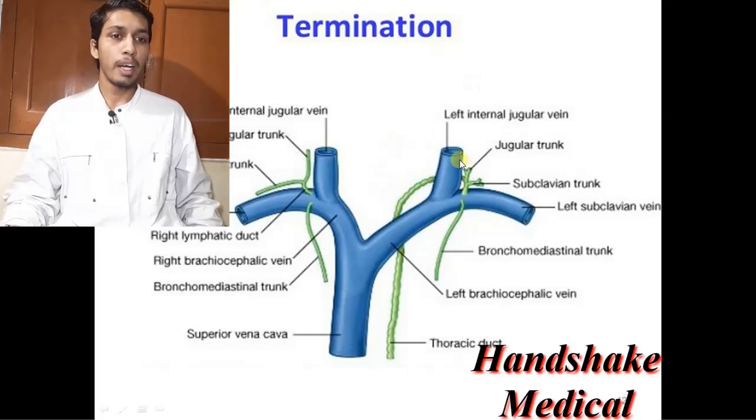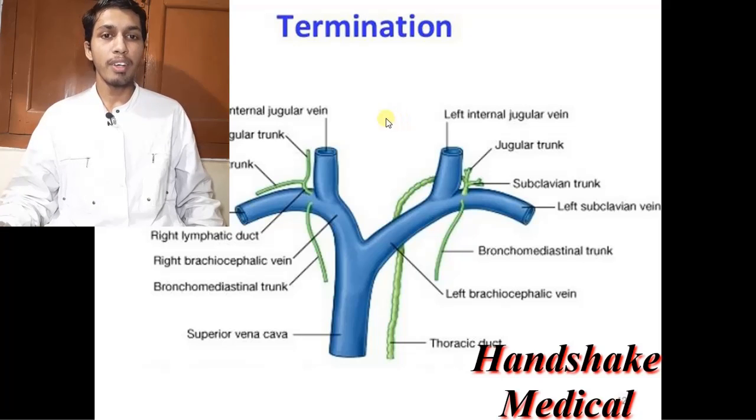So here you can find a very clear picture revealing the termination of the thoracic duct. This one is the left internal jugular vein and this one is the left subclavian vein, and from here the thoracic duct is coming and is present posterior or behind the left internal jugular vein. You can clearly see here in the picture, and at the jugular angle, or the junction or union site of the left internal jugular vein and the left subclavian vein, it terminates or ends up.